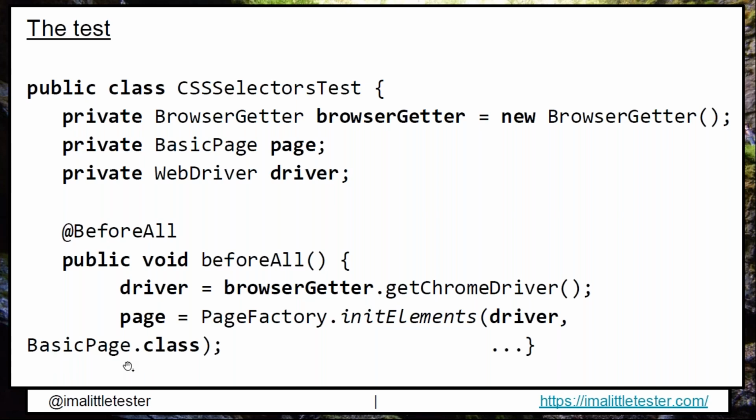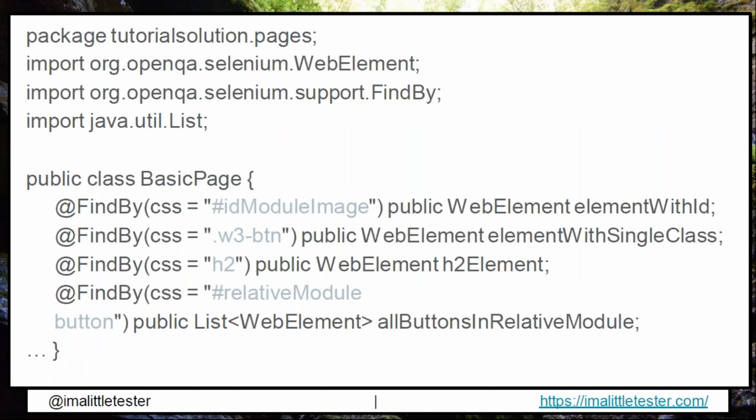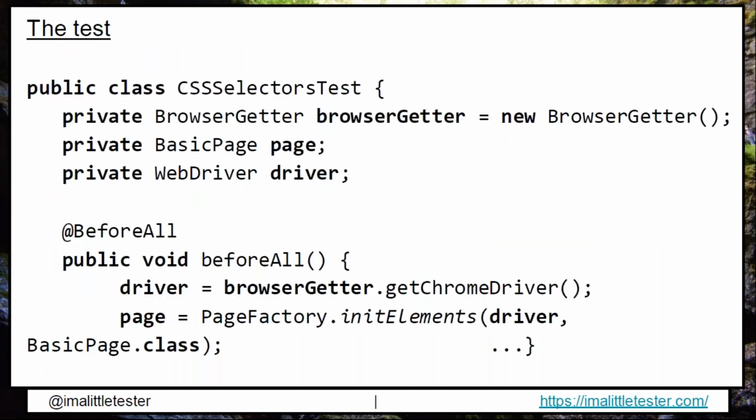After I have done this setup, I am able to use all of these variables that I created initially in my page object class. So now I can actually interact with the elements that I have here. So this is the part of the setup regarding the test. This is how I create the page object class, and this is how I create a test and how I have access to the page object class.